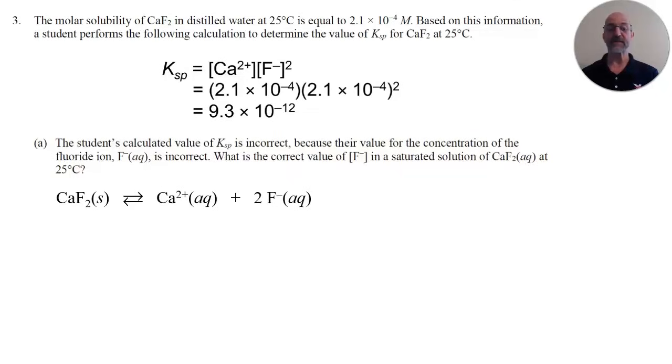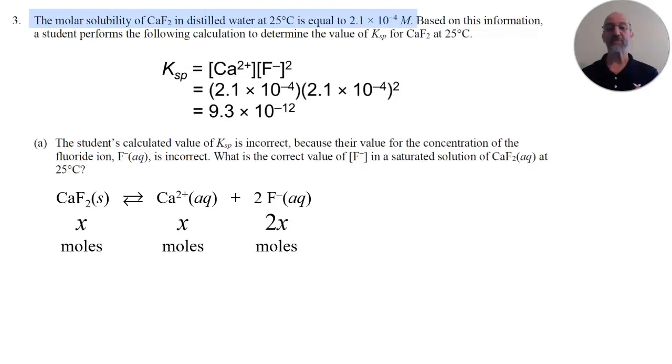You can see that there's the solid on the left, and then we have the aqueous ions on the right. Notice that for every X moles of calcium fluoride that dissolves in water, we get X moles of calcium ions, but then based on that 2-to-1 ratio, we would get twice as much. We would get 2X moles of fluoride ions. And the student didn't actually take that part into account.